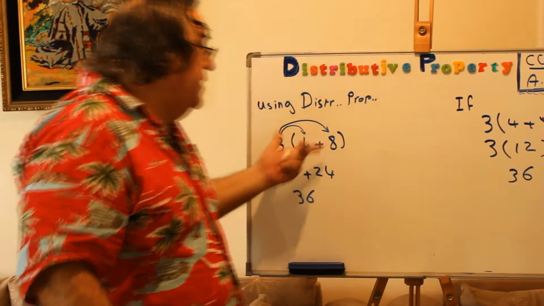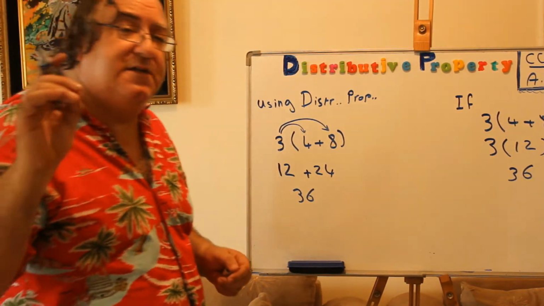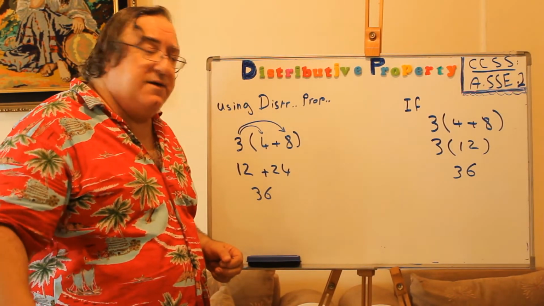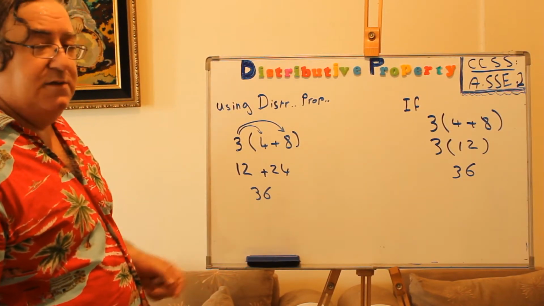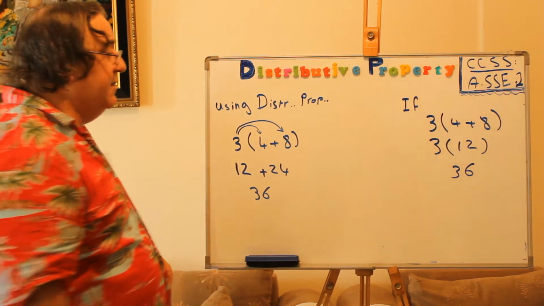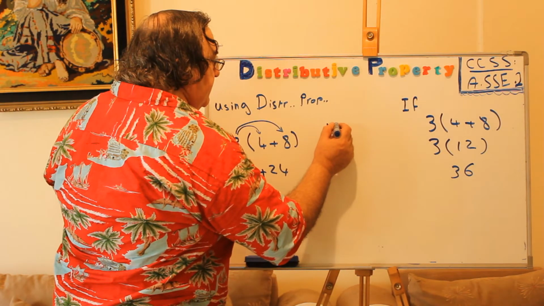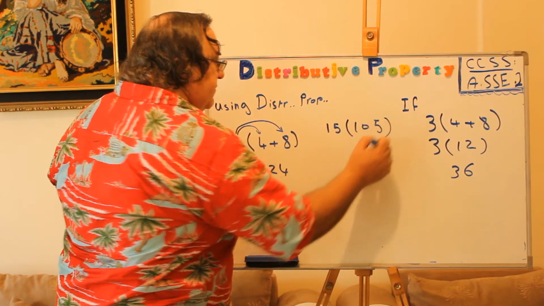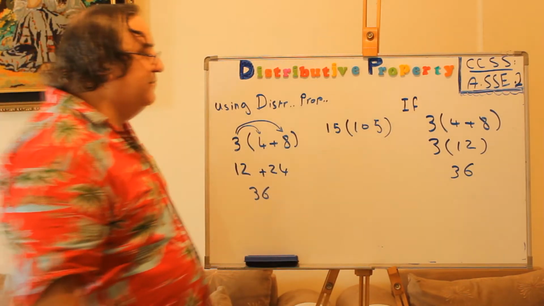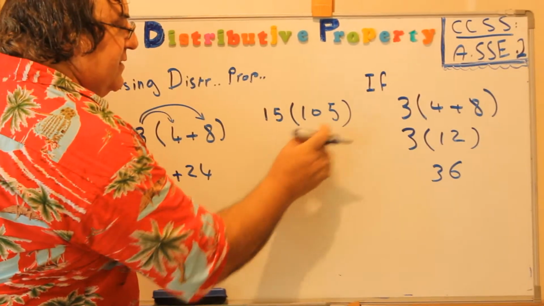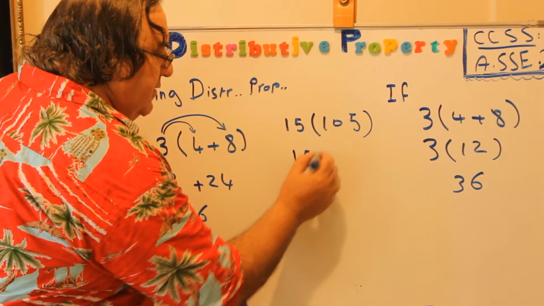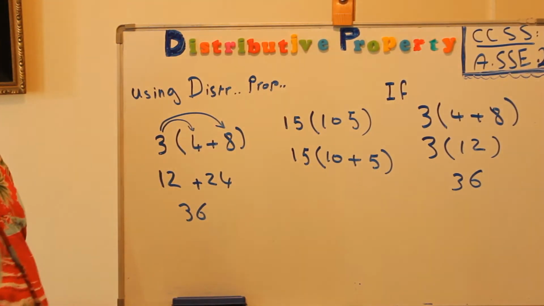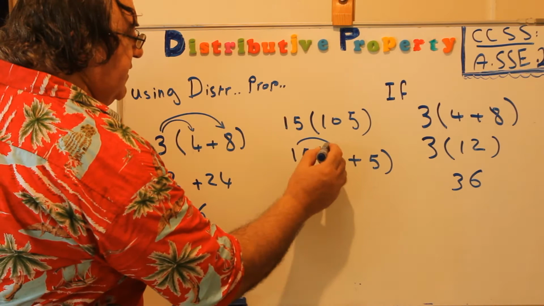Now you ask me, why are you using the distributive property? The distributive property is essential for mental math and other problems you will solve in the future, in higher grades. Suppose you are to use mental math, let's say 15 times 105. Oh my God. So what shall we do? Split this one, 105, into 100 plus 5. Then use the distributive property. It's easy here.